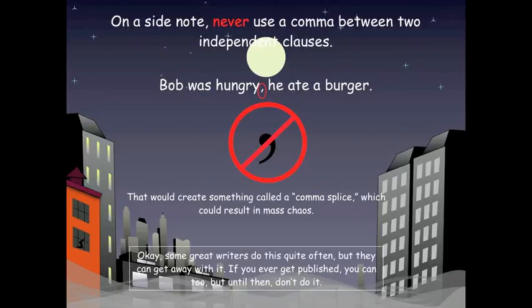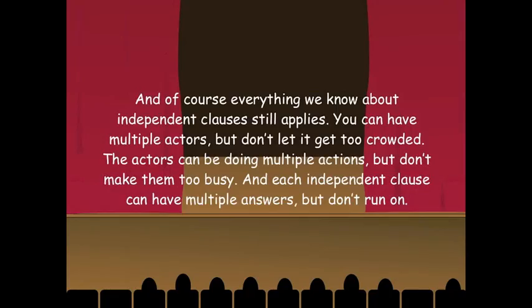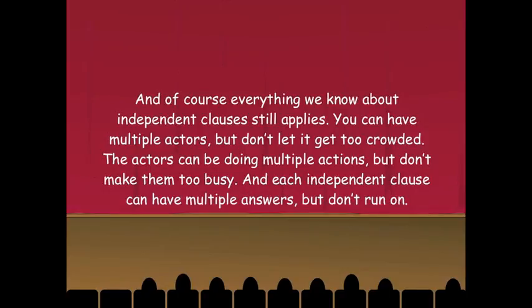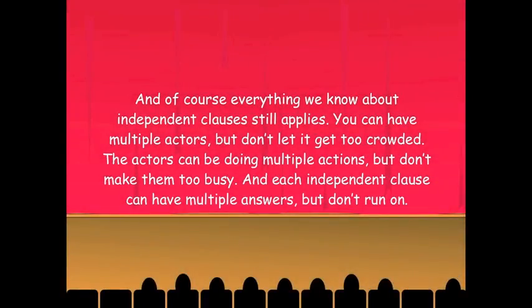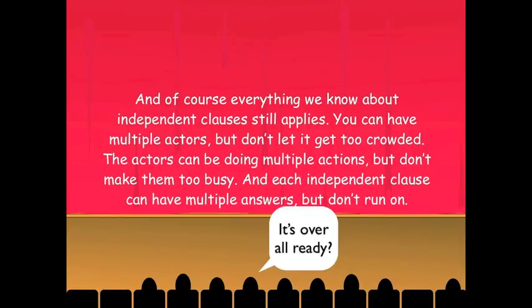Now, on a side note, there are plenty of great writers who do this quite often, but they are doing it for a reason. They want that fragmented feel. So when you get a little more comfortable with independent clauses and commas and semicolons, you might want to do this for some kind of effect, but otherwise, use a semicolon or put down the period and start a new sentence. And everything we've learned about independent clauses still applies. You can have multiple actors, but don't let it get too crowded. Those actors can be doing multiple actions, but don't make them too busy. And every independent clause can have multiple answers, but never run on.